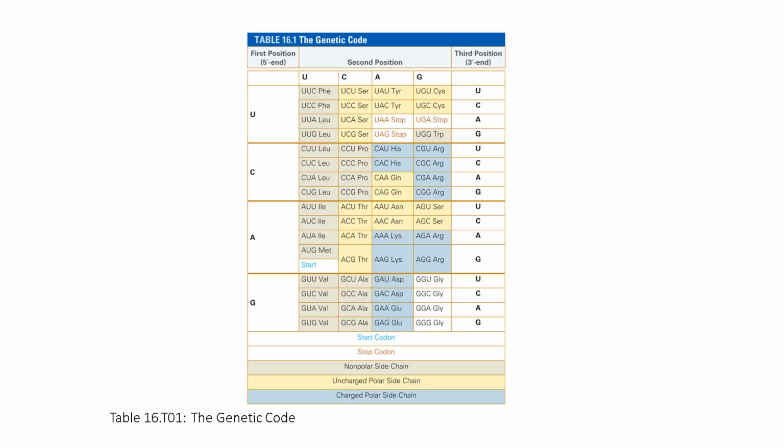This table summarizes the genetic code, highlighting all 64 codons and their corresponding amino acids. Notably, there are three stop codons, UAA, UAG, and UGA, which signal termination of translation. The start codon AUG, which codes for methionine, also sets the reading frame. This table illustrates the redundancy and specificity of the genetic code, forming the molecular basis of protein synthesis.